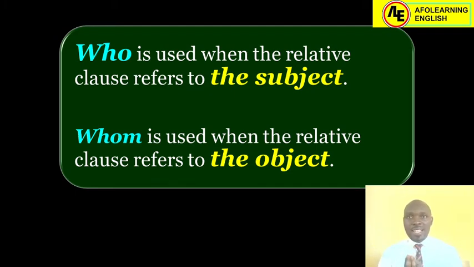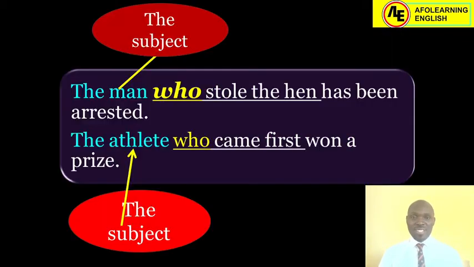Now, that takes me to another question. What is the subject and what is the object in grammar or in sentences? Very simple. A subject is the doer of an action in a sentence, while the object is the receiver of that action. The subject is the doer of the action, while the object is the receiver of the action. Very simple. So let's start with who as a relative pronoun.